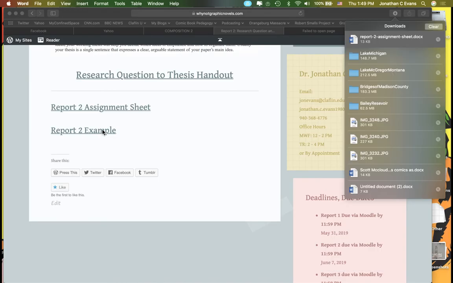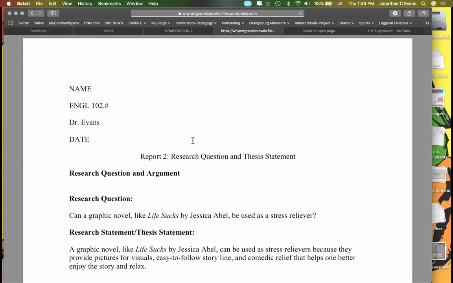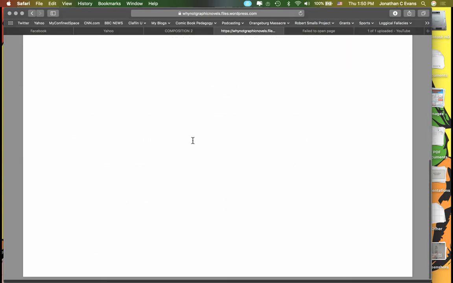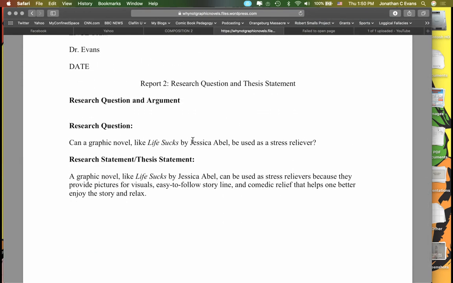And of course, to help you out, as I did with report 1, I do have an example here. And it's not perfect. Like I said, none of these are perfect, but this was an example of a student who chose to write about Life Sucks by Jessica Abel. And she asked the question, can a graphic novel like Life Sucks by Jessica Abel be used as a stress reliever? And then she simply flips it and says a graphic novel like Life Sucks by Jessica Abel can. It's really just about positioning.